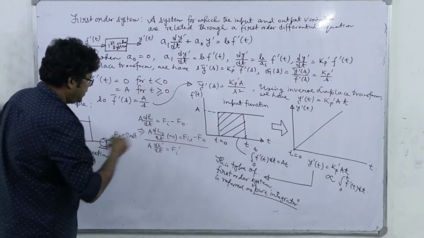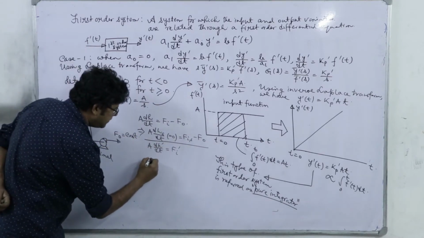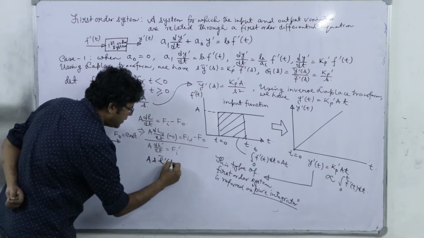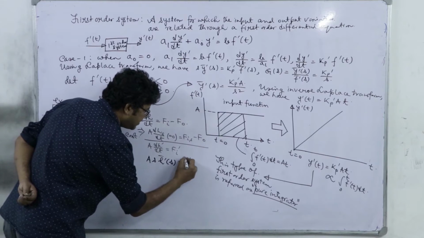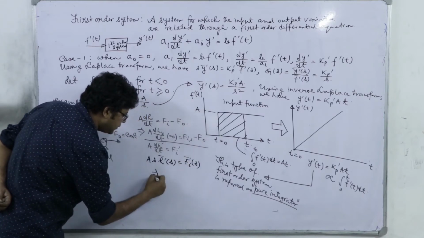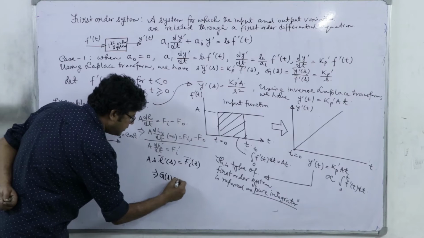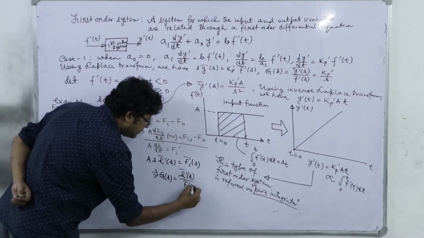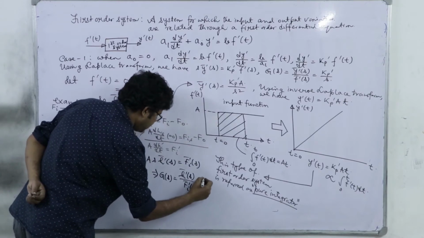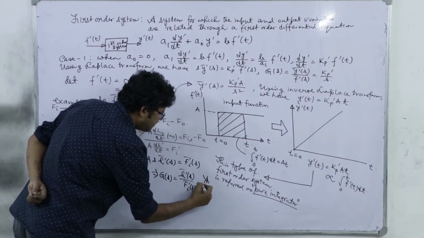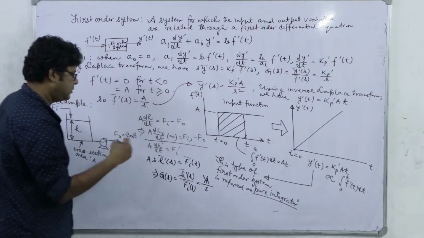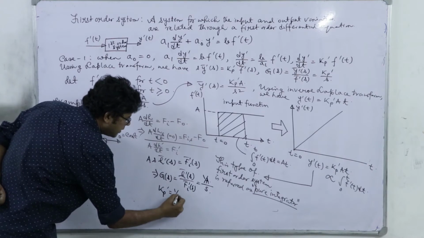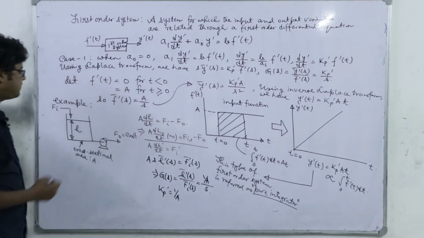So that's pretty simple, and if we take the Laplace transform, As into H prime bar S is equal to Fi prime bar S. So the transfer function Gs, which is H prime bar S by Fi prime bar S, becomes 1 divided by A S. So Kp prime, the system specific constant, is 1 by A.